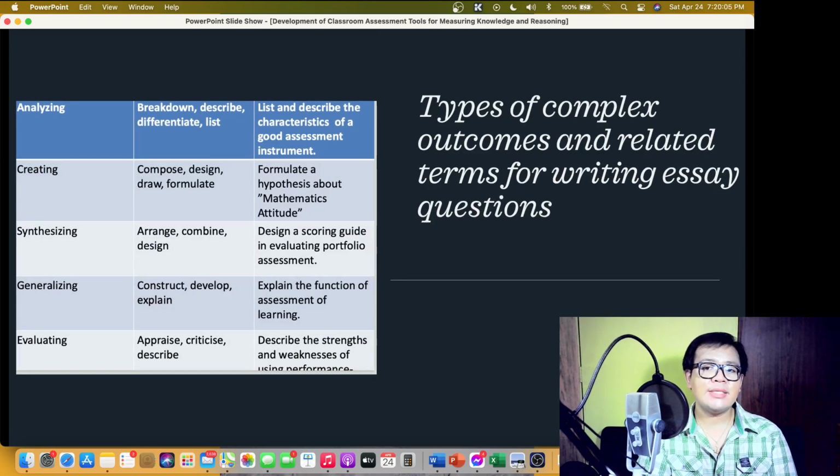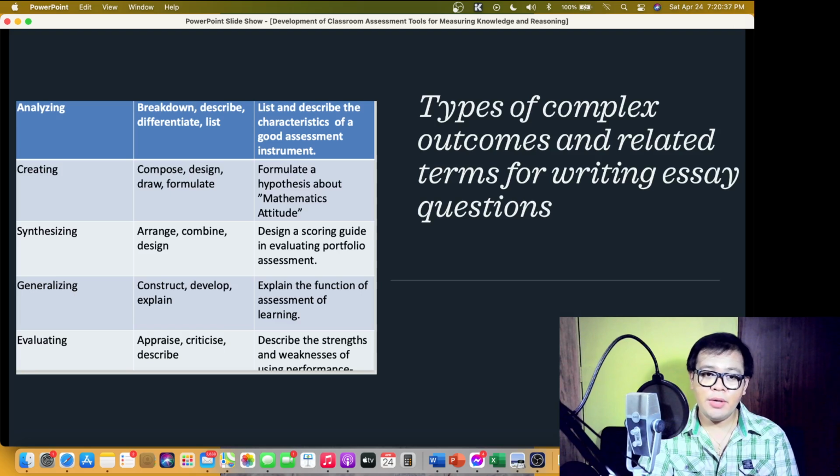And types of complex outcomes and related terms for writing essay questions, add on. Analyzing: break down, describe, differentiate, list. Example question: list and describe the characteristics of a good assessment instrument. Creating: compose, design, draw, formulate are the verbs. Example question: formulate a hypothesis about mathematics attitude. Synthesizing: arrange, combine, design. Example question: design a scoring rubric in evaluating portfolio assessment.